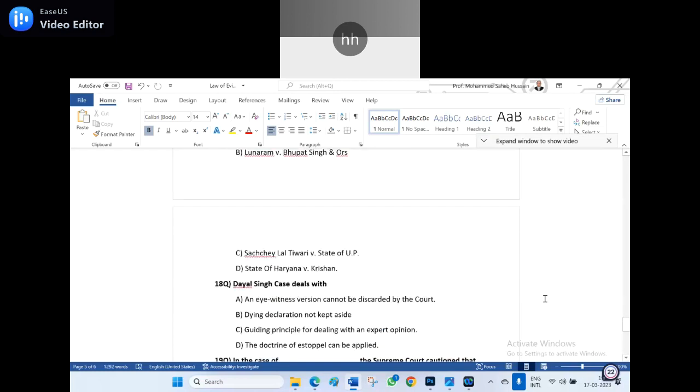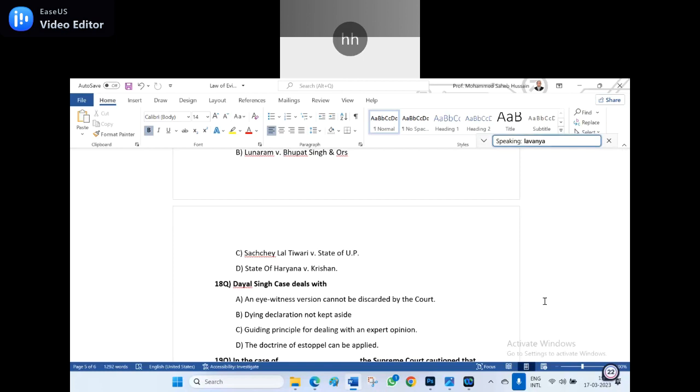Now the 18th question. Dayal Singh case. It is a famous case. Dayal Singh case deals with dash. A. An eyewitness version cannot be discarded by the court. B. Dying declaration not kept aside. C. Guiding principle of dealing with an expert opinion. D. The doctrine of estoppel can be applied. Option C, sir. Guiding principle for dealing with an expert opinion.